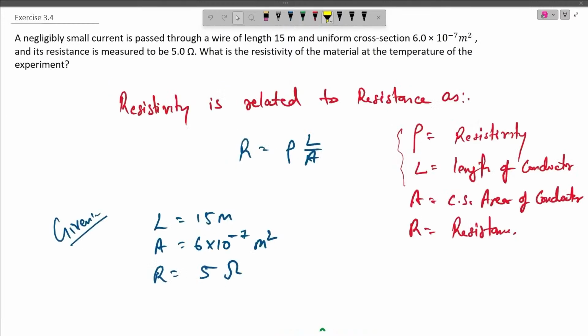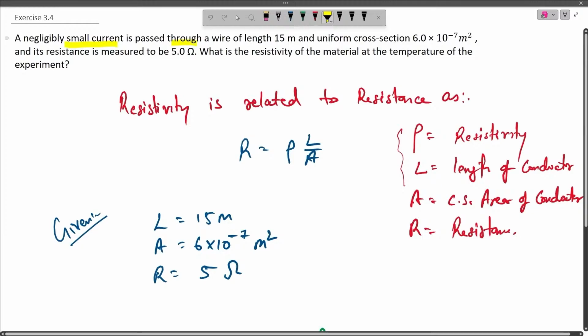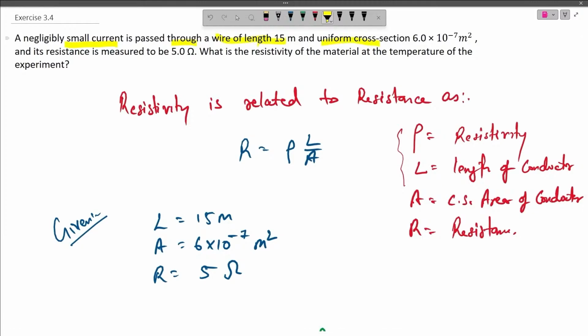The question says that a negligibly small current is passing through a wire of length 15 meter and uniform cross section of 6 into 10 to the power minus 7 meters square, and its resistance is measured to be 5 ohm. What is the resistivity of the material at the temperature of the experiment?